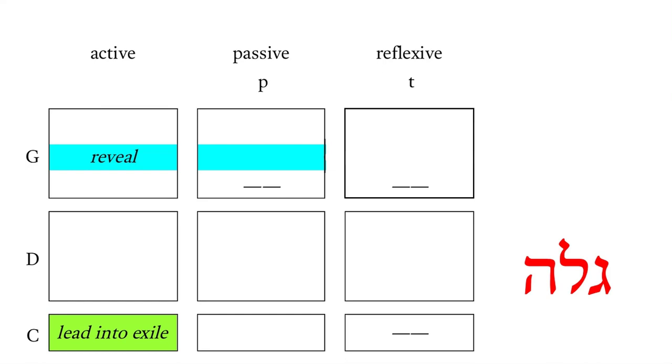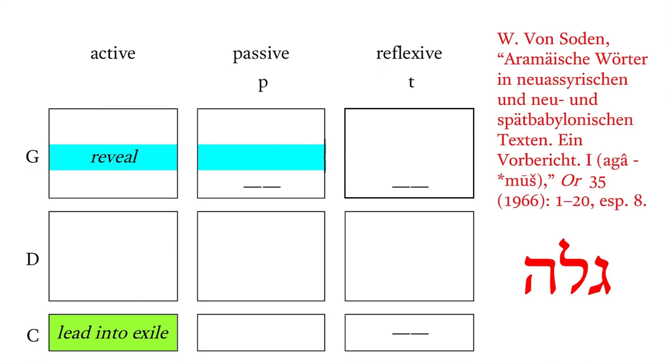at. But again, why are there 2 different meanings when all we have in the small corpus of Biblical Aramaic is sort of these 2, the G, which is GP in the passive, and then the lead into exile meaning for the hafel? Well, here's a good reference.